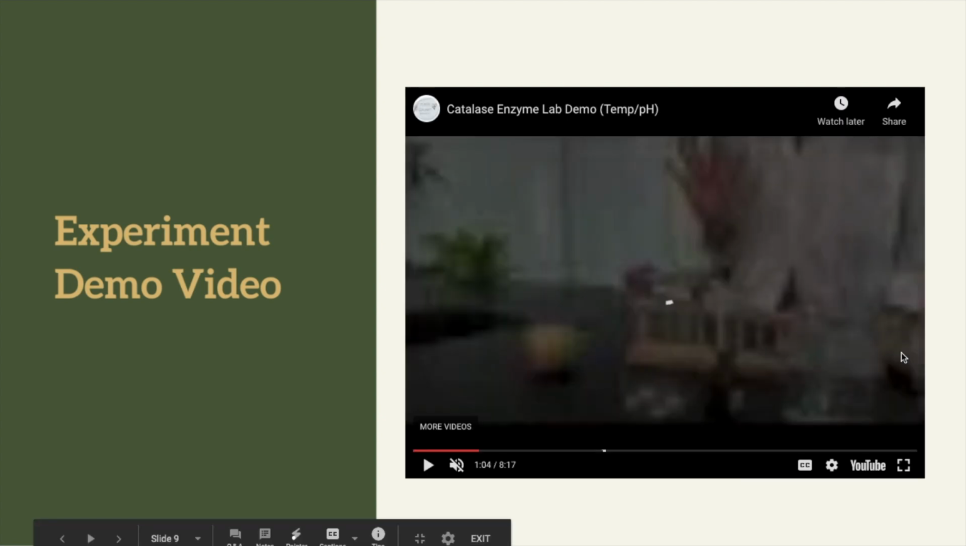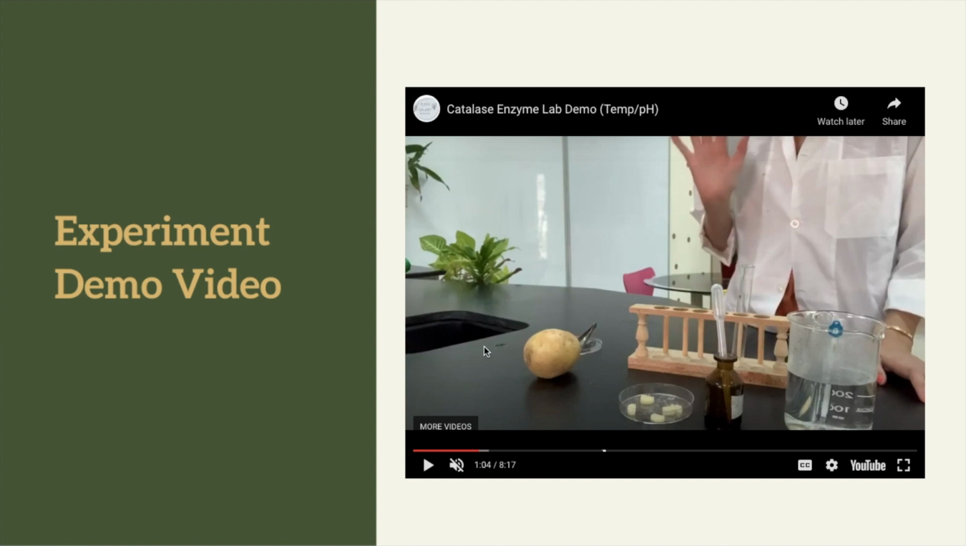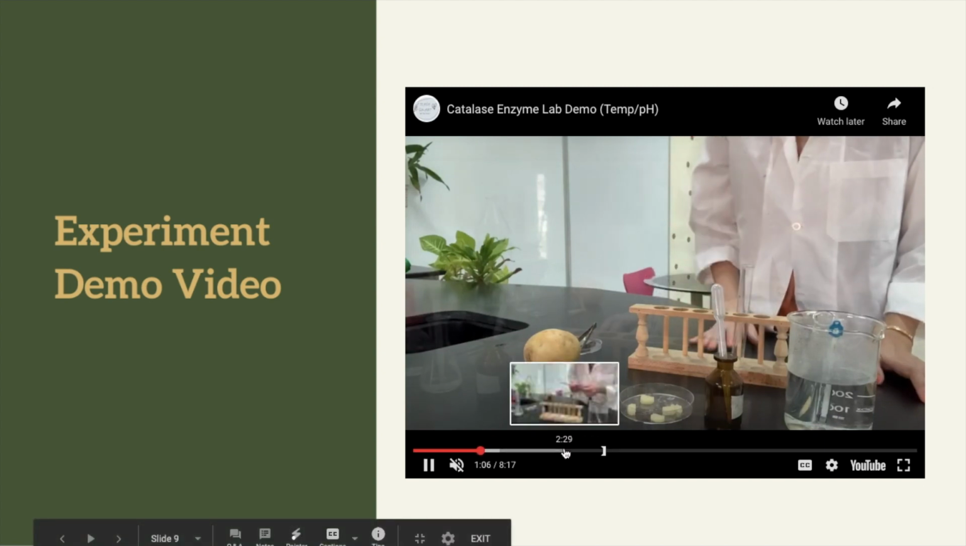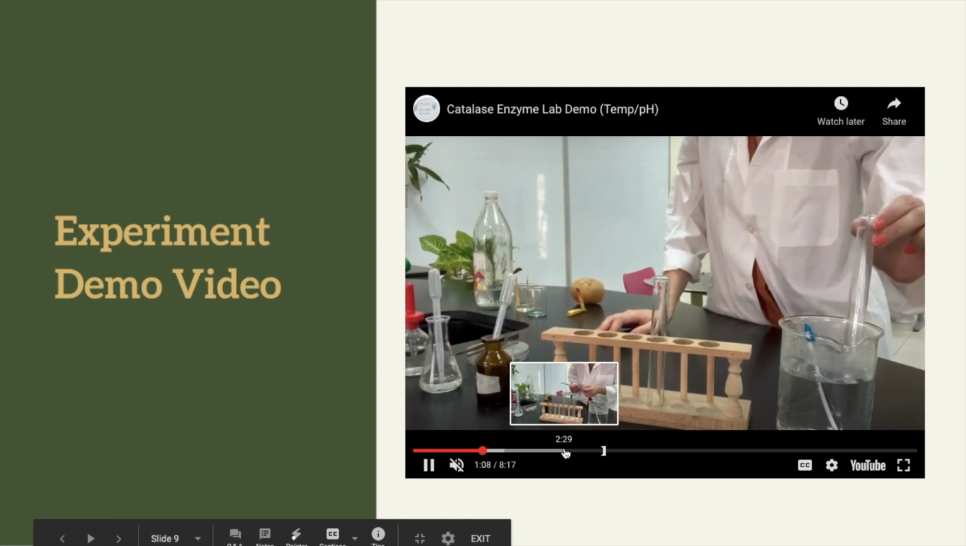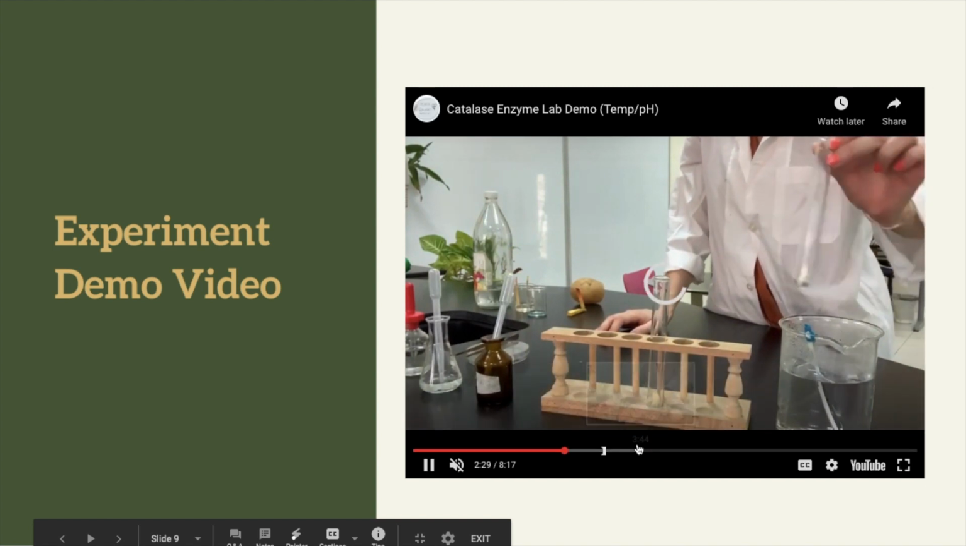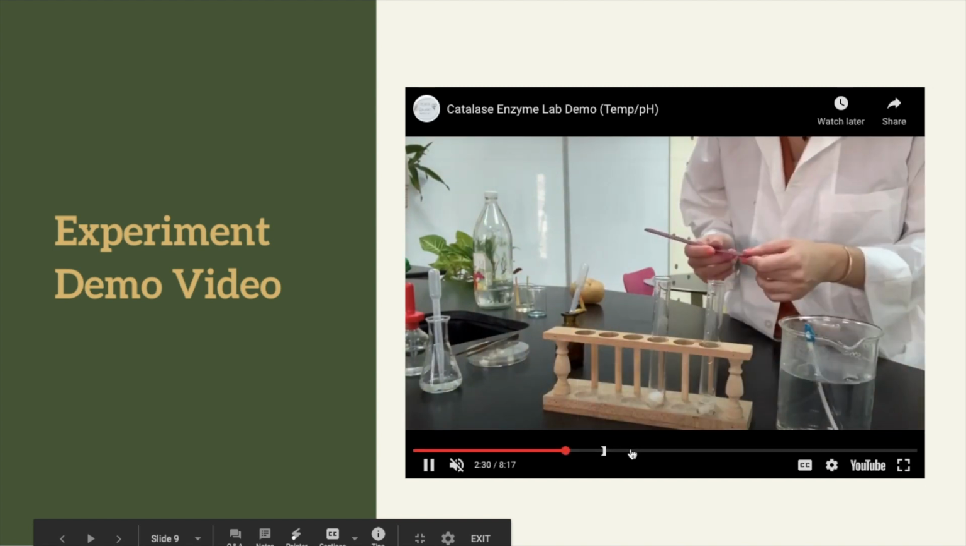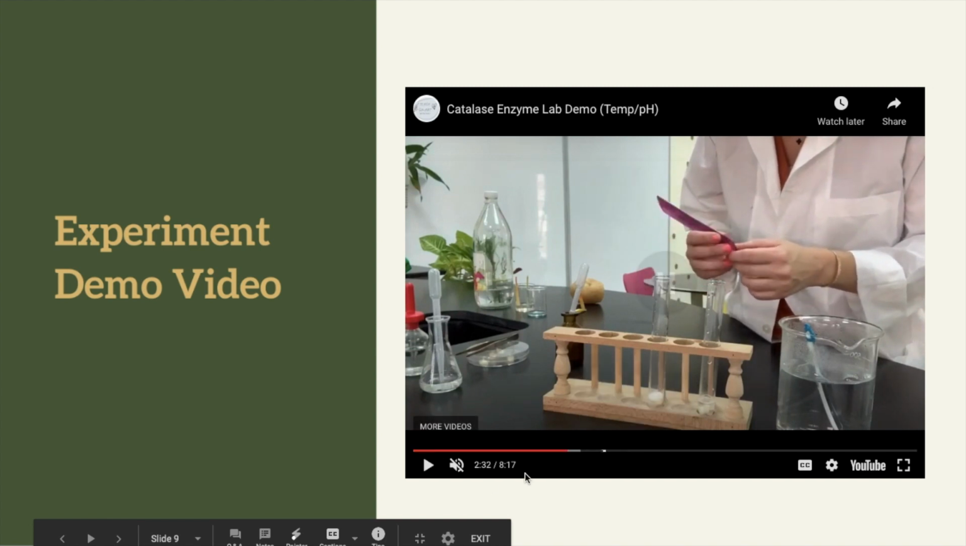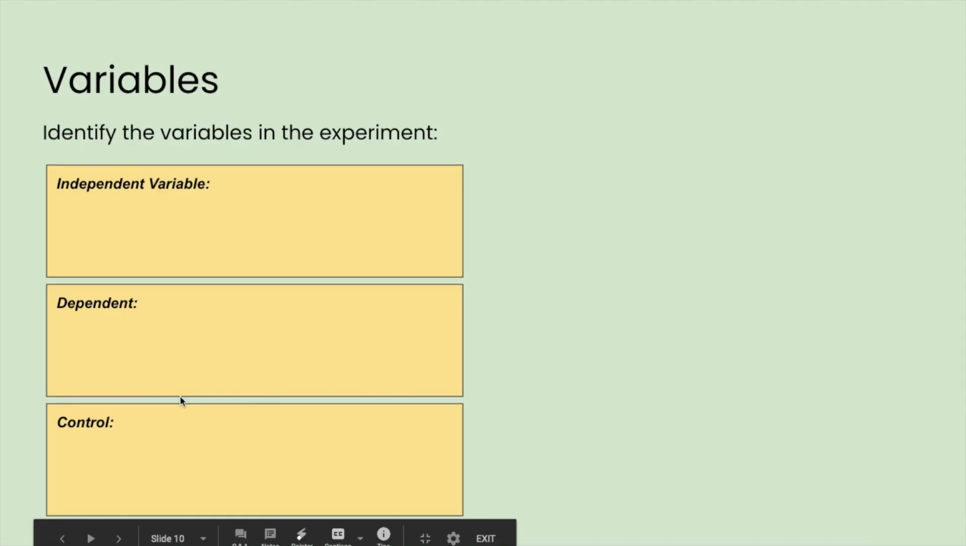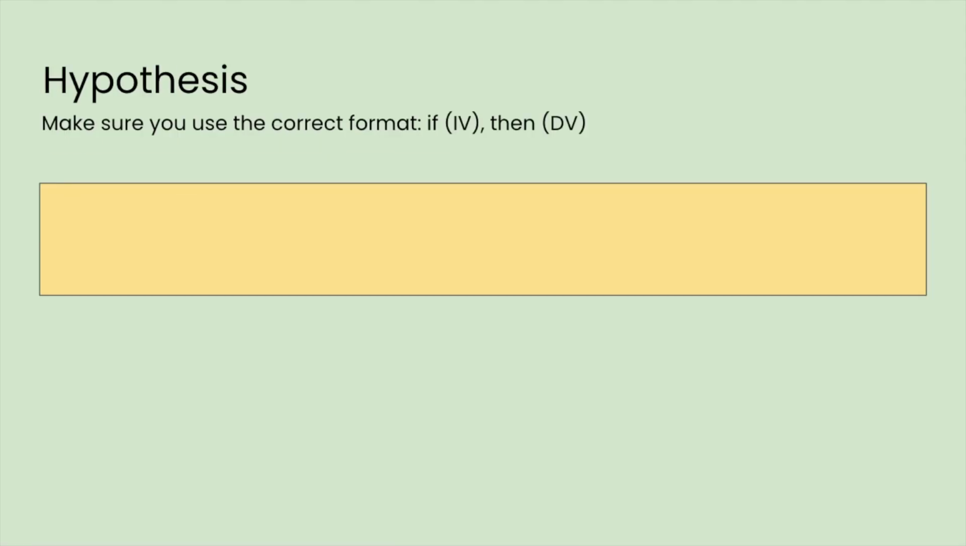So this is where the virtual experiment part comes in. They will watch me perform the experiment, just as if they are in the lab physically. This is what they would do themselves and what they would experience. They just have to watch this demo video, and then based on the demo video, there are things and questions that they would need to fill in.